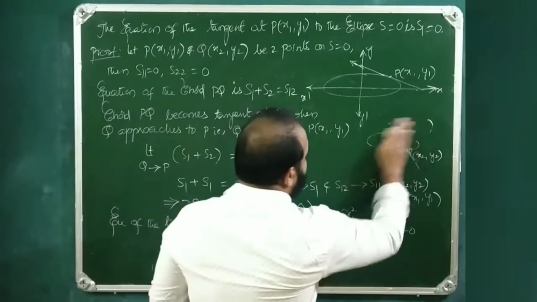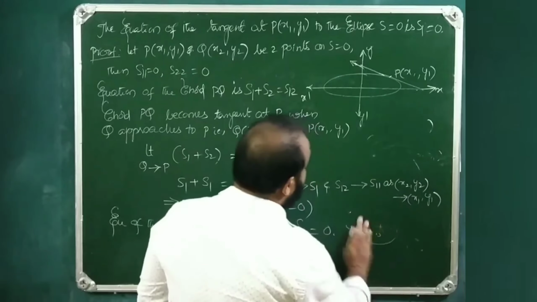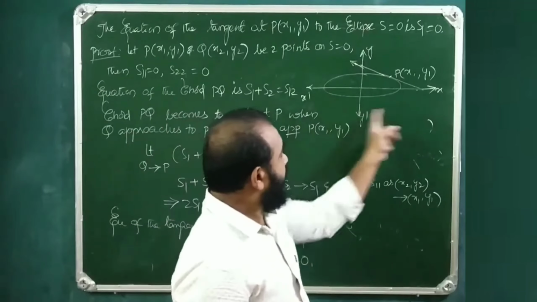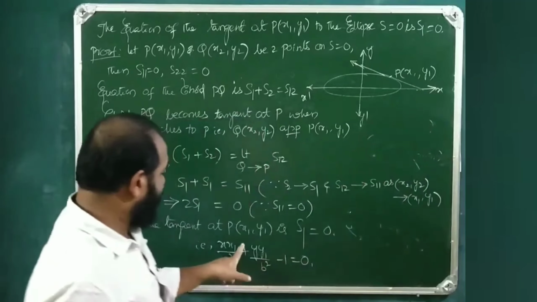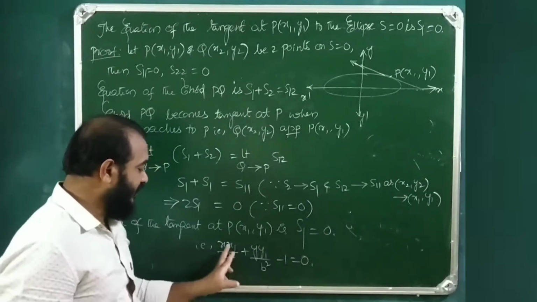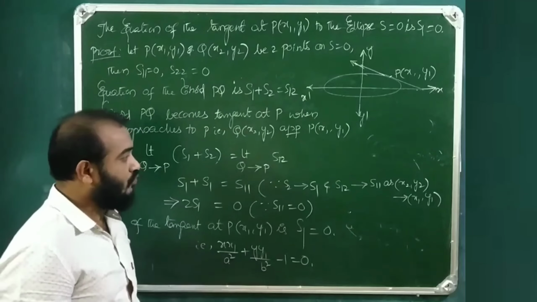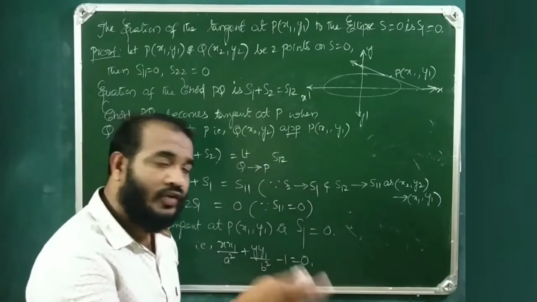Therefore, the equation of this tangent is S1 equals 0, which is xx1 by a square plus yy1 by b square minus 1 equals 0. And what is the equation of a normal?